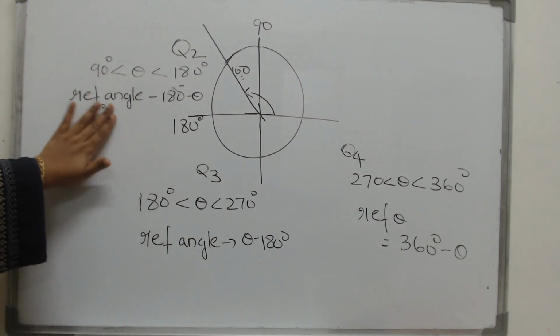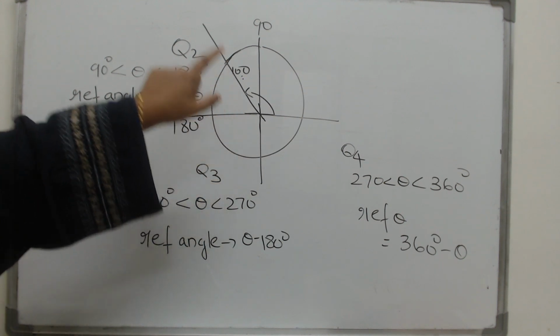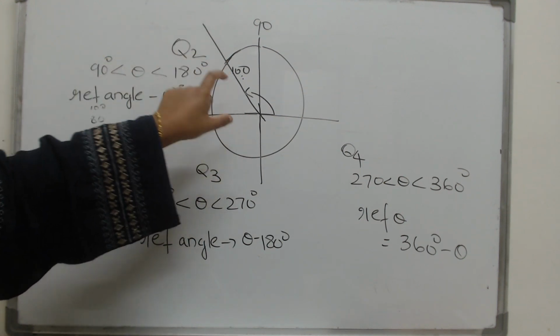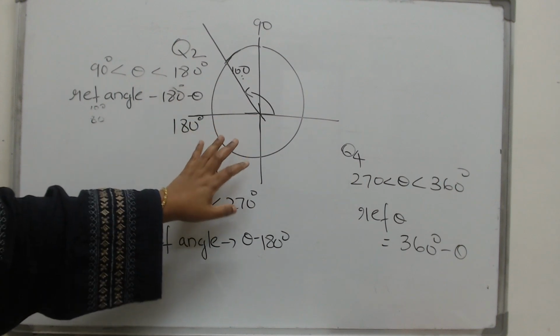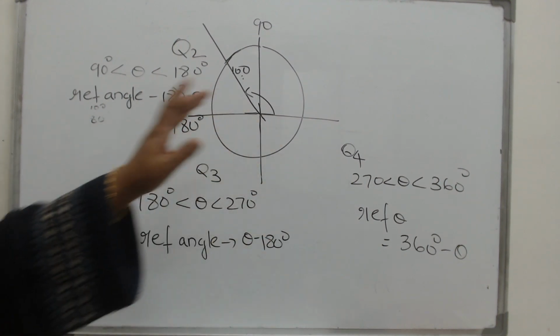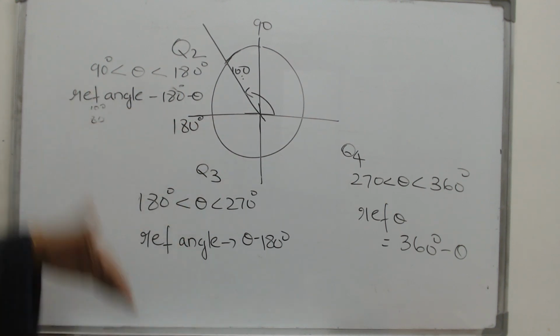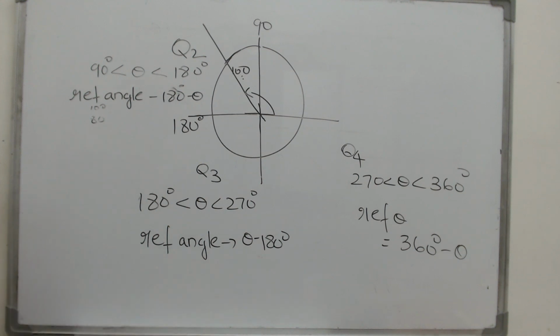Now what if your angle falls in the third quadrant? Then the value of your original angle, the one which is worrying you, will be between 180 and 270. And what will be its reference angle? Its reference angle will be that angle minus 180. And for the third quadrant, this is how your reference angle looks.